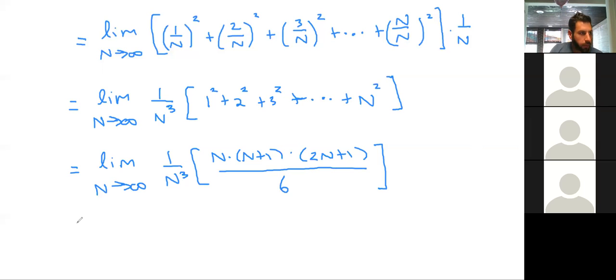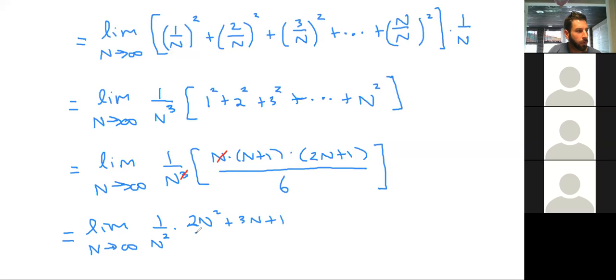Okay, now we need to compute a limit, so we're going to do some algebra first. So the first thing I want you to notice is I have some things that cancel right away. This n can cancel with that 3. And we can do a little bit of algebra. So I'm left with 1 over n squared times, what's upstairs? Well, this becomes 2n squared plus 3n plus 1 over 6.